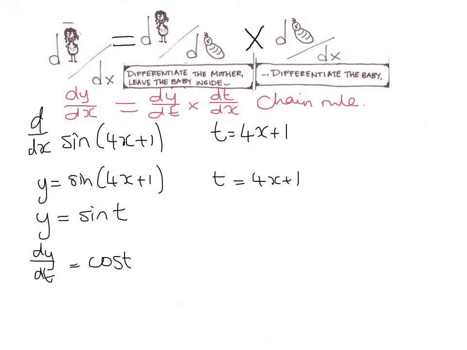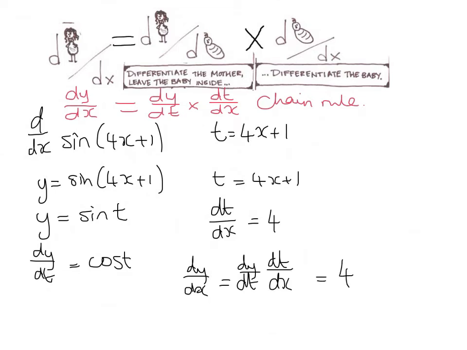Then we go to the second part of the rule, dt by dx. Here's t in terms of x, and we would differentiate that. dt by dx equals 4. And then we would multiply these two parts, dy by dt and dt by dx, together to get dy by dx. dy by dx equals dy by dt times dt by dx, which is 4 cos t. But t is 4x plus 1, so then we have to put the baby back in, so to speak. So the actual derivative is 4 cos(4x plus 1).